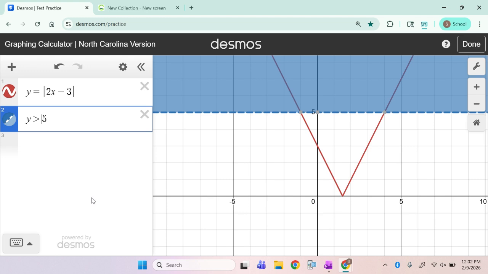Now, if I change that sign, what happened to my shading? It went above the line. And does that make sense for it to go above the line? Yeah, because we're thinking number line, all the y values that are greater than 5 are up here. All right? Now, if we think back to our line, okay, typically whatever is equal to, that's what it's going to be between.